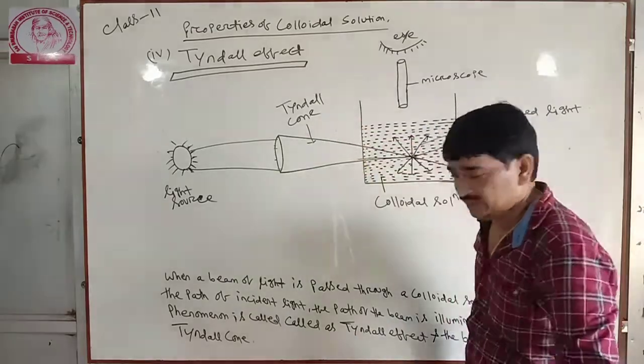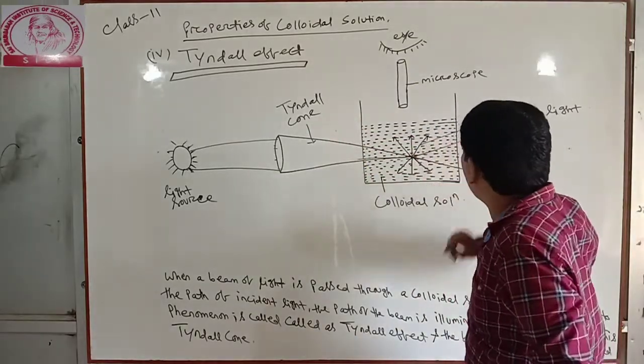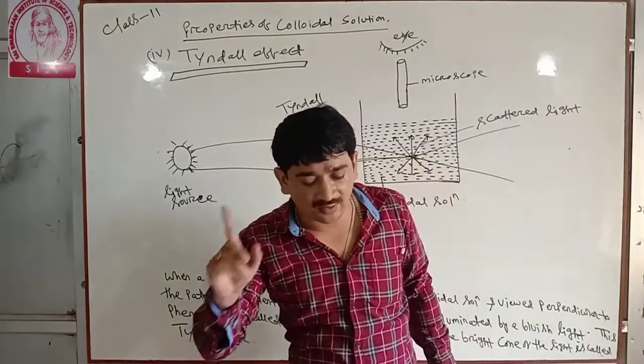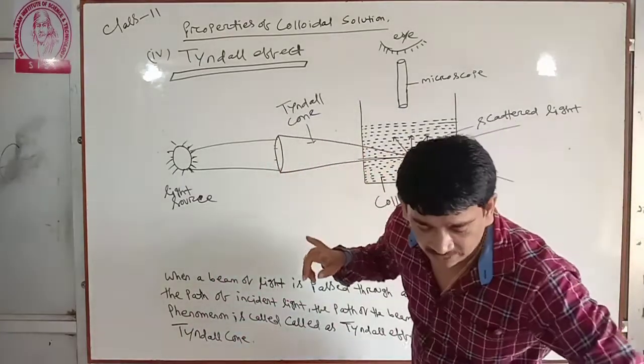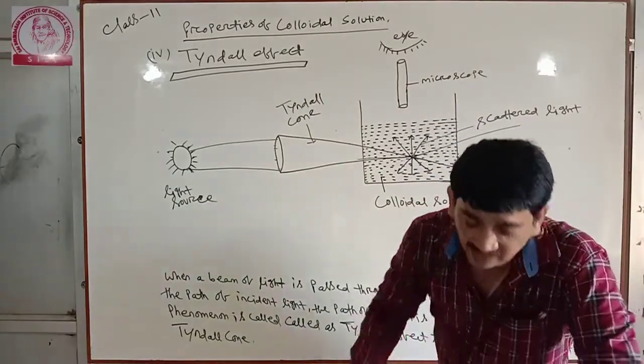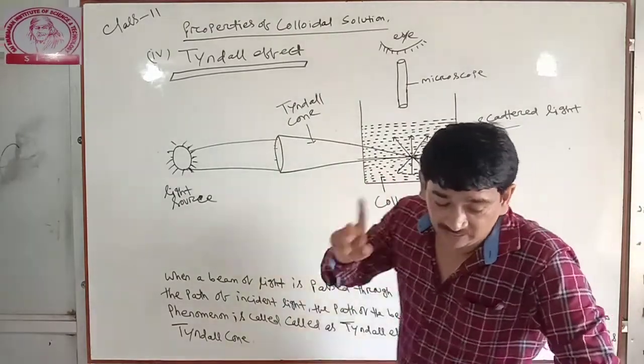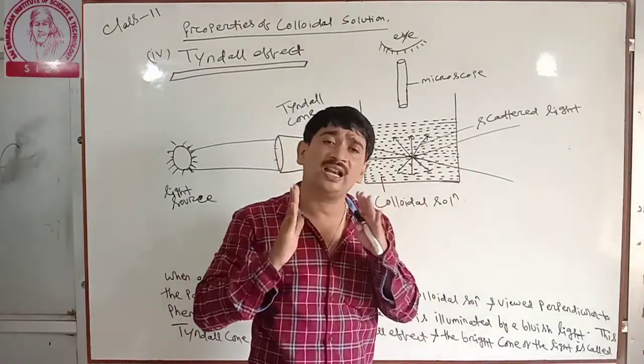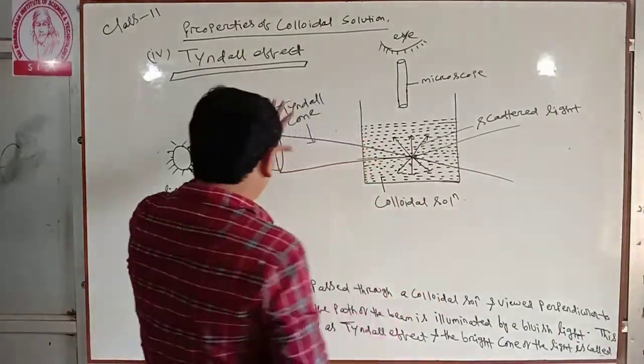Tyndall effect, and there is scattering of light. This Tyndall effect is due to the fact that the colloidal particles present in the colloidal solution scatter light in all directions. Why does the Tyndall effect arise? First, you will write the definition.